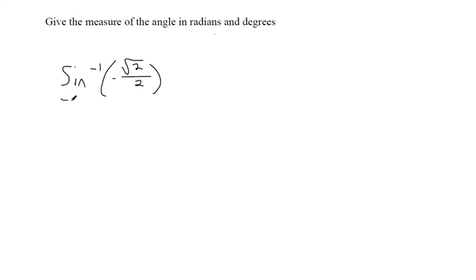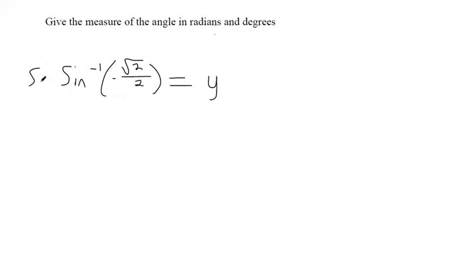We're asked to evaluate what inverse sine of negative square root of 2 over 2 is. And if you're not familiar with this notation, look, we're supposed to set it equal to something, right? We're supposed to figure out what this equals. So we'll say it equals y.